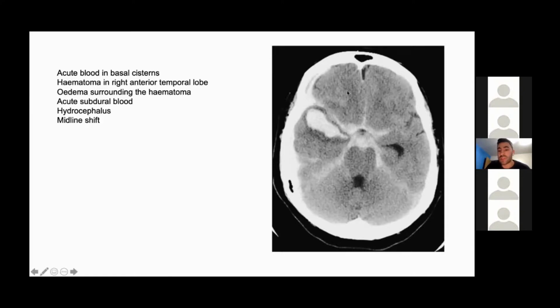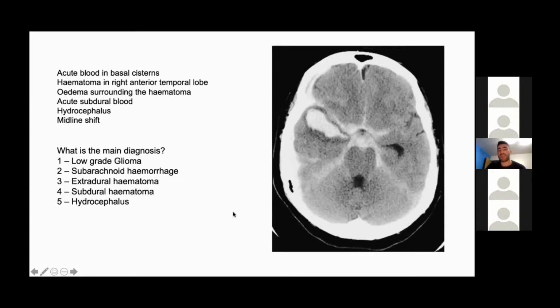And of course, there's midline shift. It's really subtle, but if you follow down from here, you can see slightly that the brain is being pushed to the left side. That's probably partly because of this hematoma and partly because of this subdural. So what's the main diagnosis here?